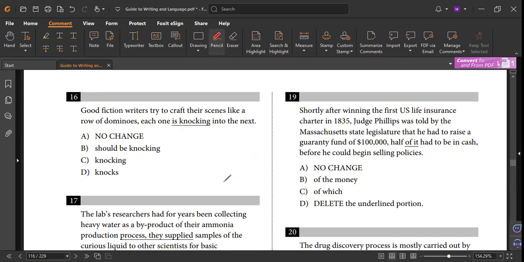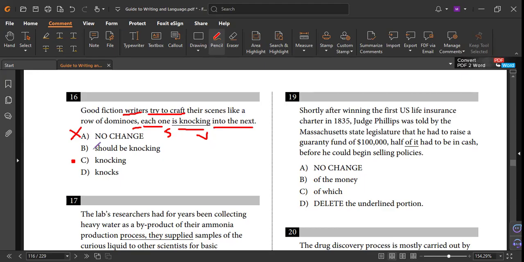16D. And 16D is wrong. 16, it must be letter C. Why? It is simple. Before the comma, it's a complete sentence, because you have the subject writers and then the verb try to craft, and then complements. So after the comma must not be complete. If it's complete, it will become a splice mistake. So it's wrong. Why? Because each one is a subject and is looking for a verb. So subject and verb and then complement.